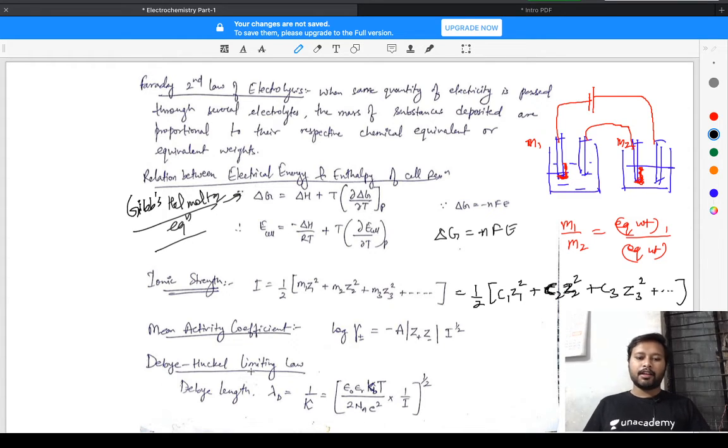The next thing is the Debye-Hückel limiting law. Debye-Hückel limiting law basically tells you what actually happens: let's say I have put a positively charged species in the solution. Whatever negative charges are in that solution are going to come near it, and they are going to surround this positive charge and make a layer around it. Similarly, a positive charge will then come and make a layer around that negative charge.